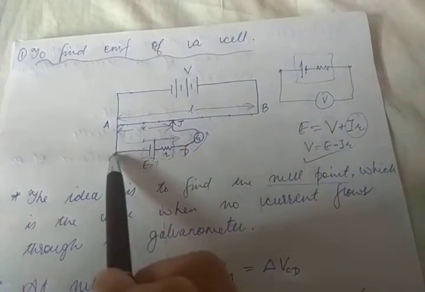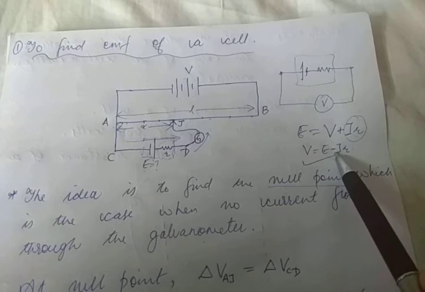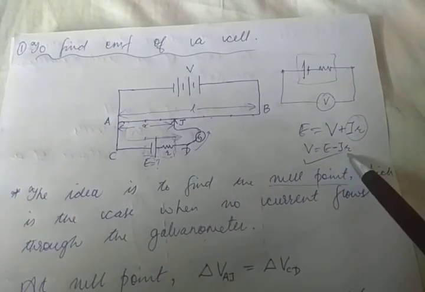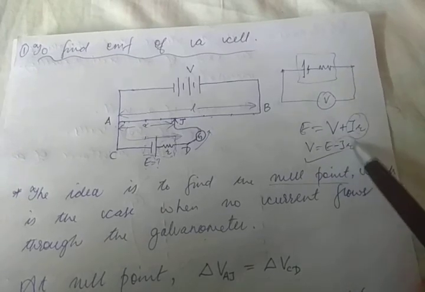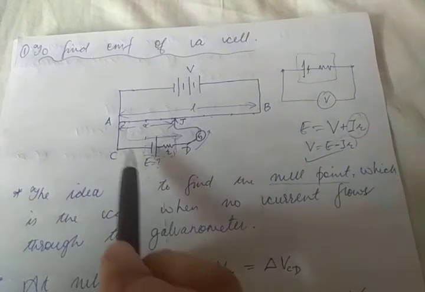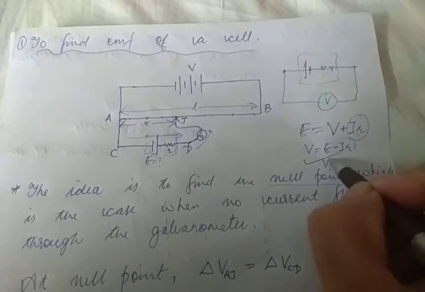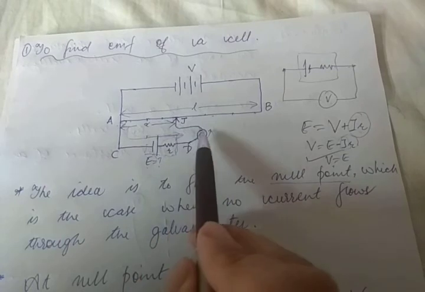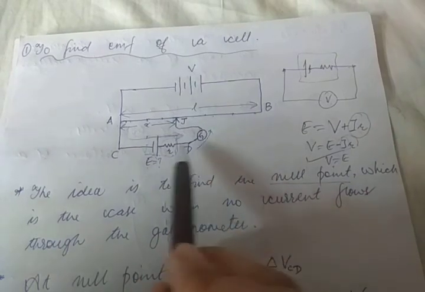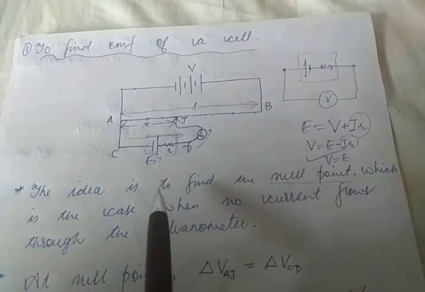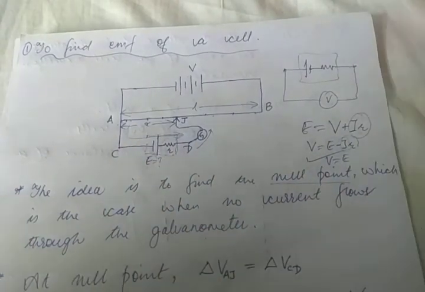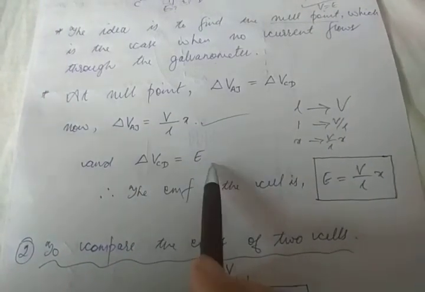Here the potential difference across CD would also be this if there was current flowing through the internal resistance. But since there is no current flowing through the internal resistance, the potential difference across CD will simply be E, because I is 0. Remember, galvanometer is showing no deflection. This is the case of null point. So therefore the potential difference across CD is simply E. Remember that.